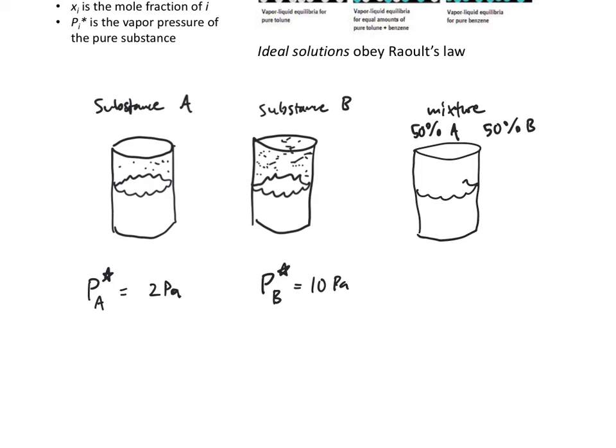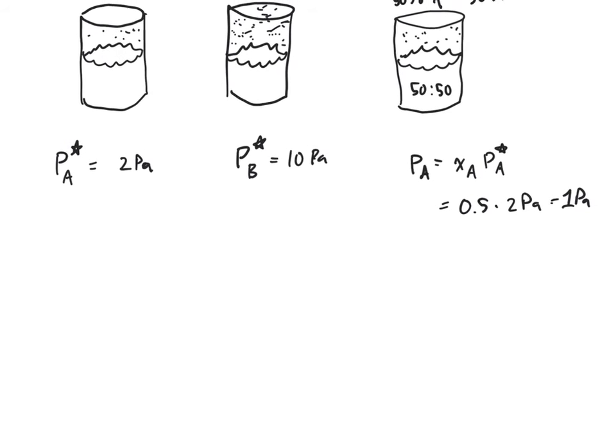So here's our mixture. It's got a 50-50 ratio of A to B in the liquid phase, but up in the vapor phase, we're going to have a different proportion of vapors. And what are those going to be? The partial pressure of A is going to be equal to the mole fraction of A in the liquid multiplied times what the pure vapor pressure would have been. So that's going to be 0.5 times 2 pascals, which is 1 pascal. That's going to be the partial pressure, the vapor pressure of substance A in the mixture.